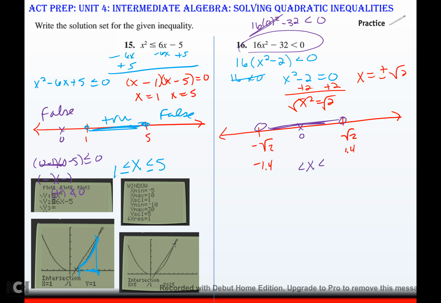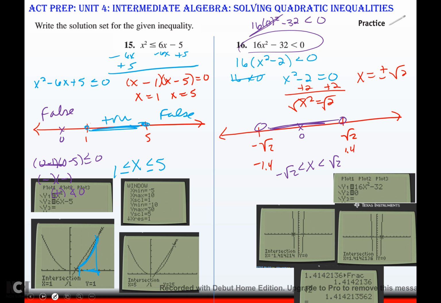So x is between a negative square root of 2 and a positive square root of 2. And if I graph, okay, I'm looking for the parabola below 0, that's here to here, which corresponds to the middle x's.